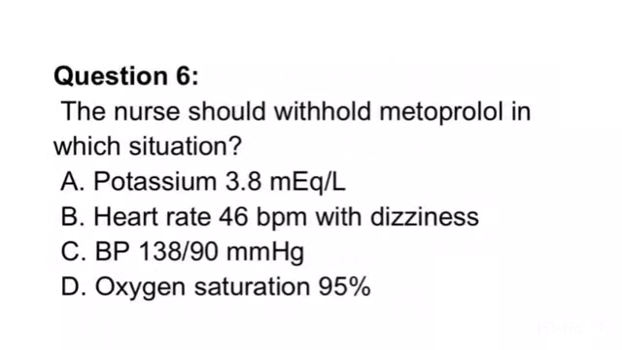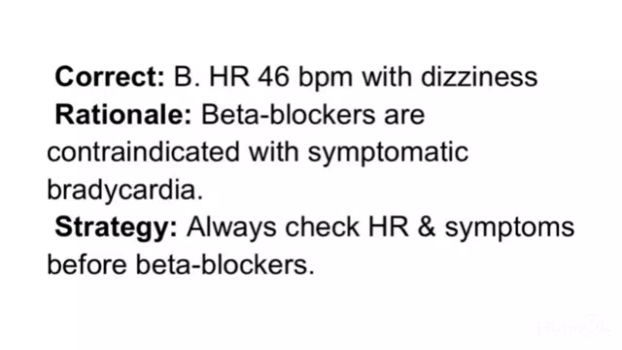Question 6. The nurse should withhold metoprolol in which situation? A. Potassium 3.8 milliequivalent/L. B. Heart rate 46 bpm with dizziness. C. BP 138/90 mmHg. D. Oxygen saturation 95%. Correct: B. HR 46 bpm with dizziness. Rationale: beta blockers are contraindicated with symptomatic bradycardia. Strategy: always check HR and symptoms before beta blockers.